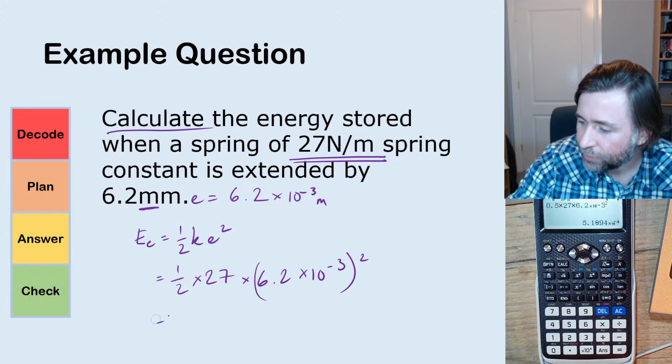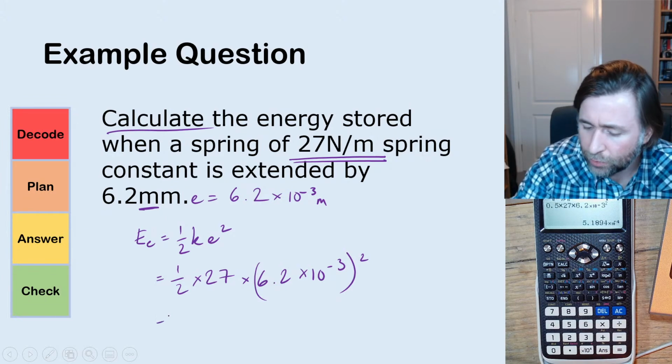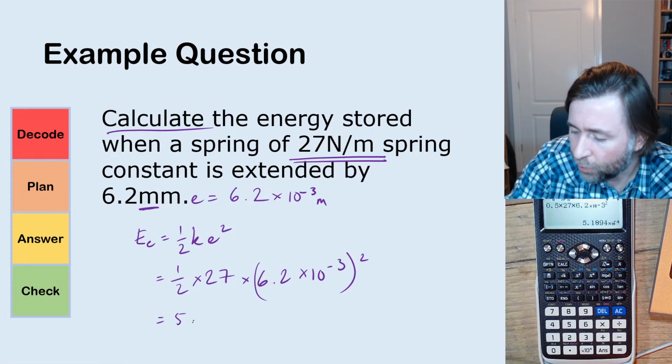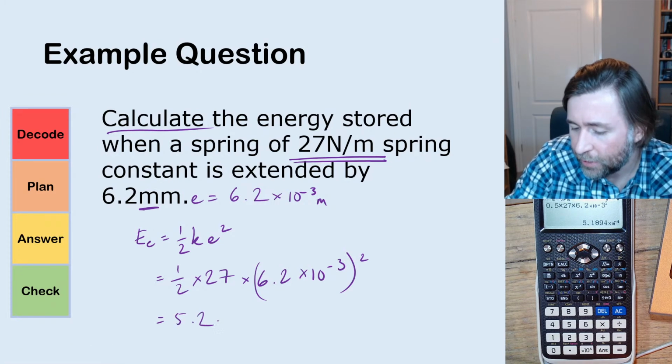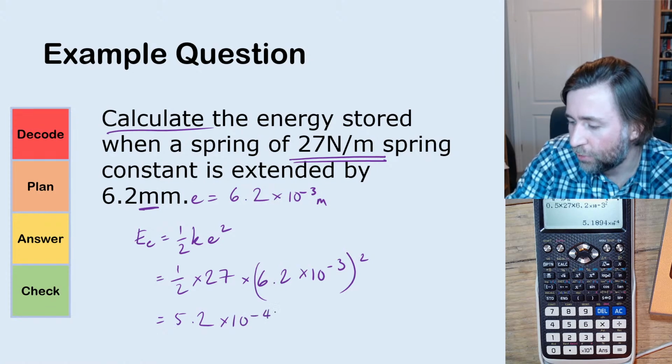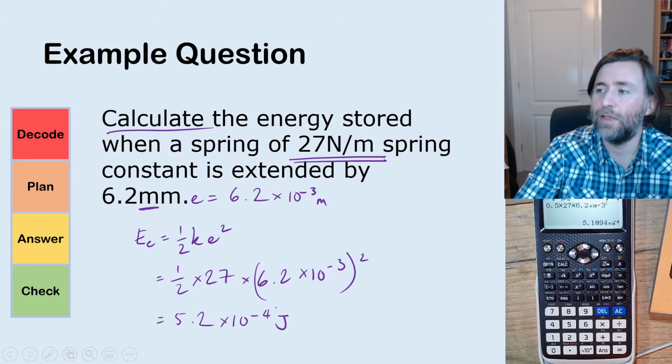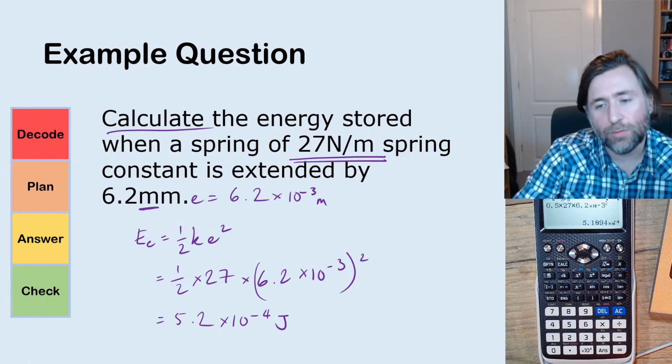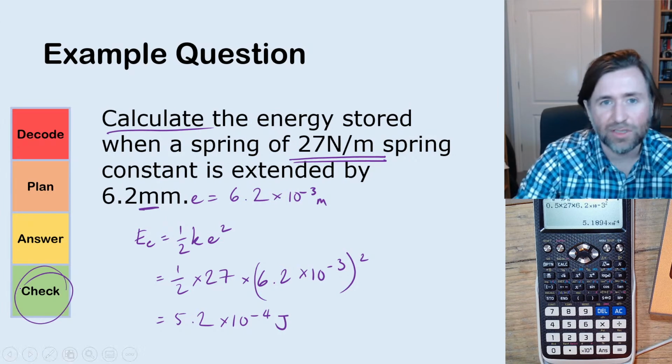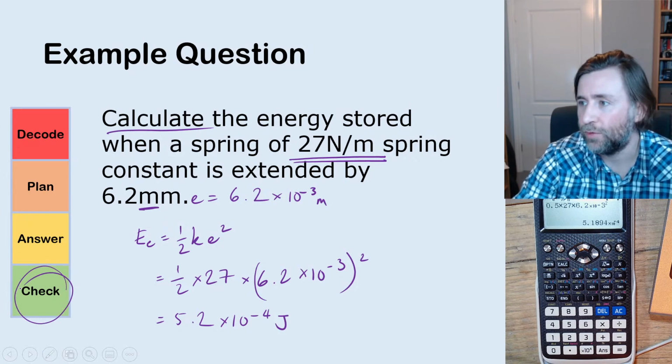So 5.2 basically times 10 to the minus 4 joules. This is a tiny amount of energy, isn't it? But actually, one thing you should do when you check is, does that make sense? That does seem like a very small value for energy.